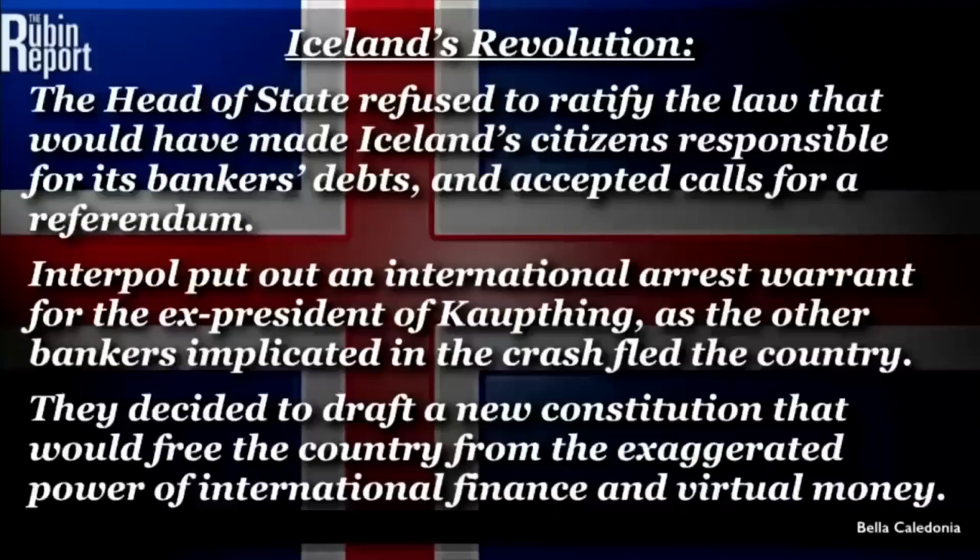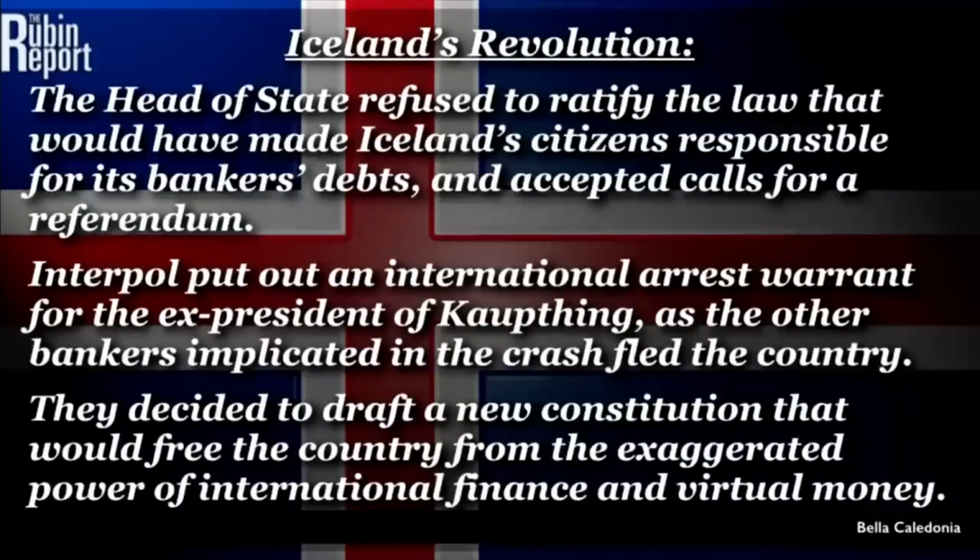Eventually, they kicked out the government, and they figured out a way to make the debt basically go away and not have the world come in and control the Icelandic economy. So the head of state refused to ratify the law that would have made Iceland's citizens responsible for its bankers' debts and accepted calls for a referendum. Interpol put out an international arrest warrant for the ex-president of Kaupthing, that's the biggest bank there, and the other bankers implicated in the crash fled the country.